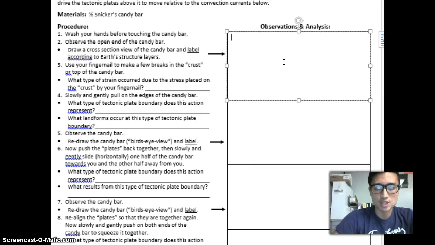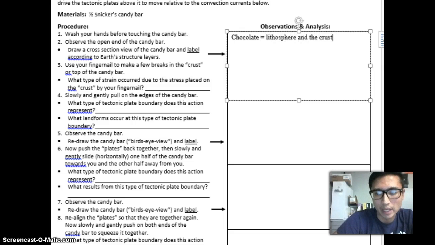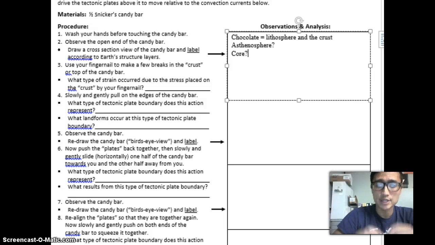So some suggestions might be that the chocolate would be the lithosphere and the crust, okay? What would be the asthenosphere? What would be the core? Okay, so you're going to go ahead and label each of these. All right, you're going to draw it and you're going to label it.